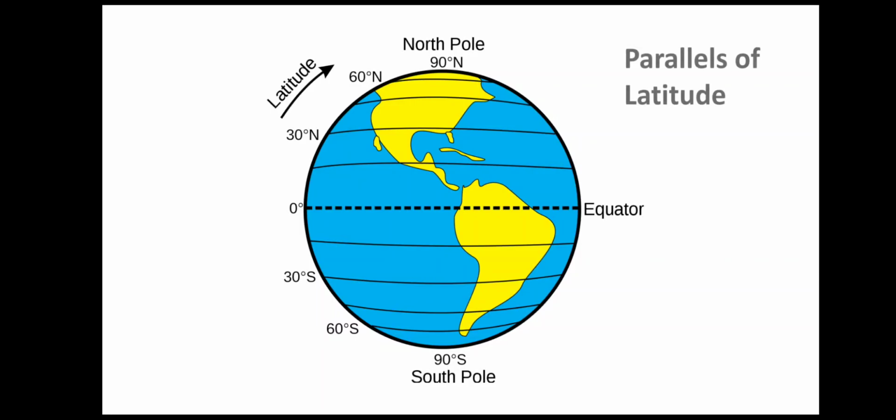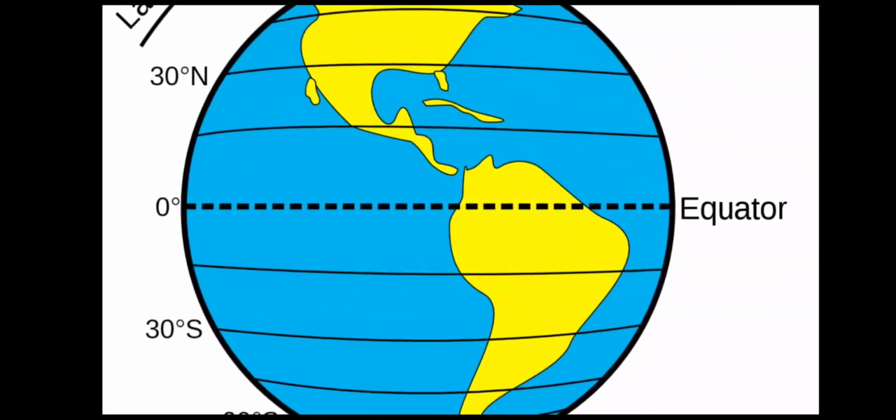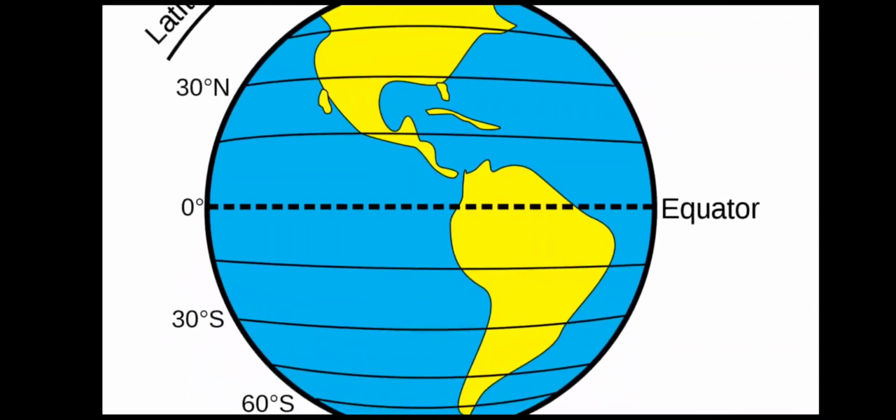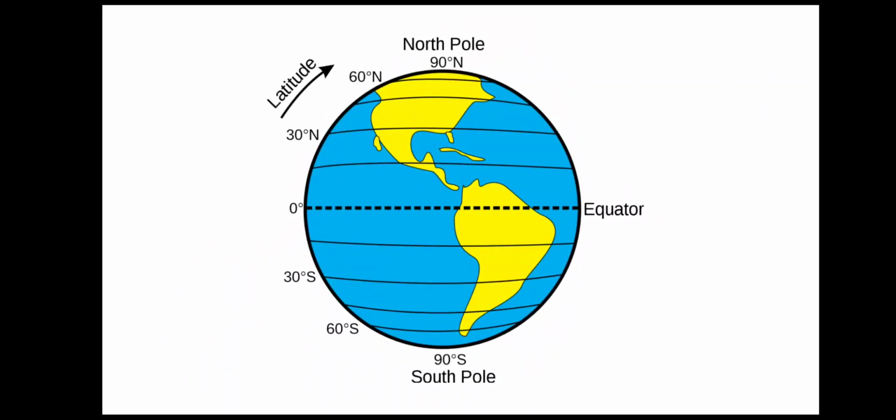Parallels of latitudes. Many circular lines can be seen on the globe. The full circles which run from east to west and are parallel to one another are called parallels of latitudes. The Equator is the largest parallel. It is marked as 0 degree. It divides the earth into two equal parts. The northern part is known as the northern hemisphere and the southern half is called the southern hemisphere.